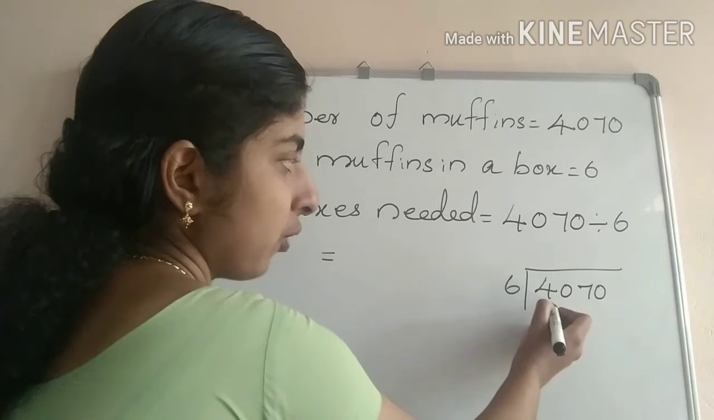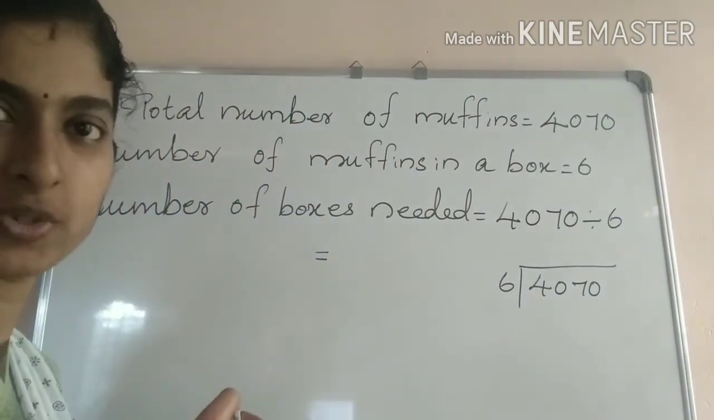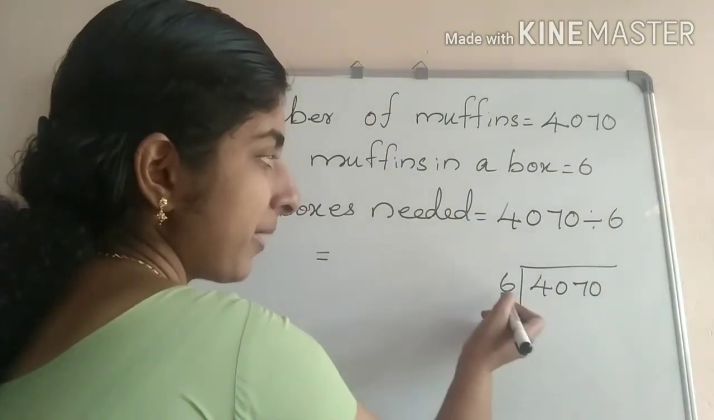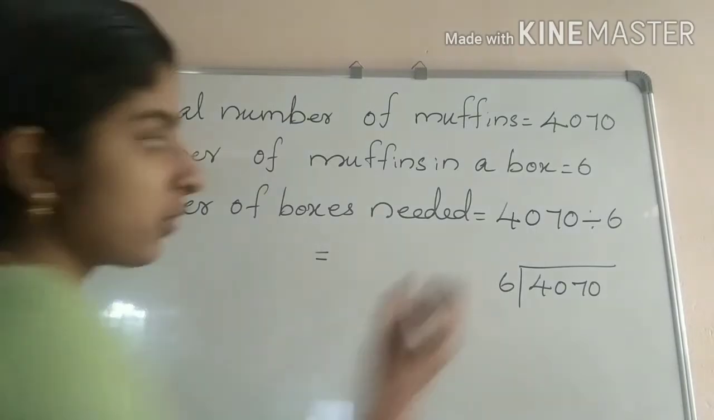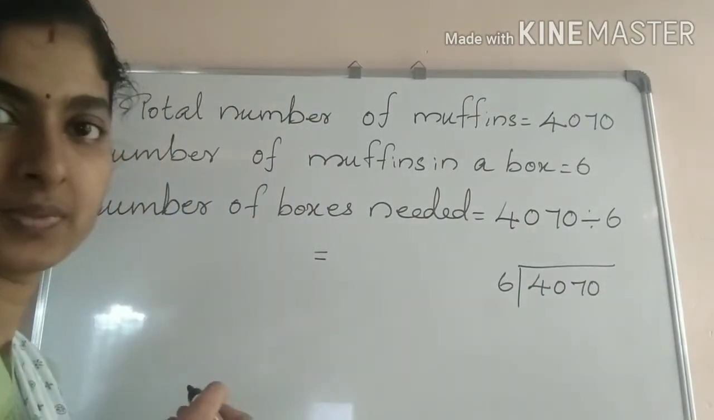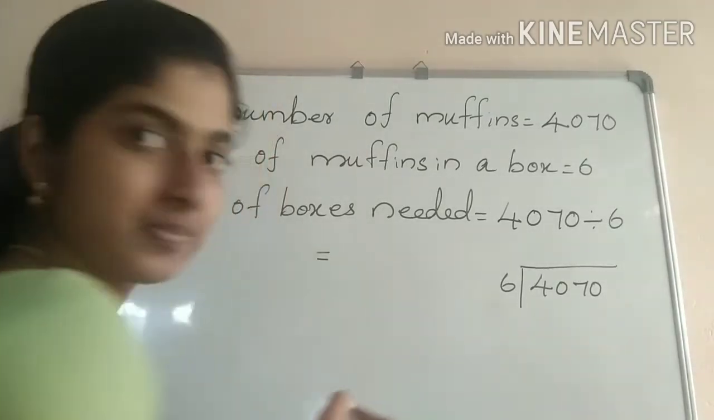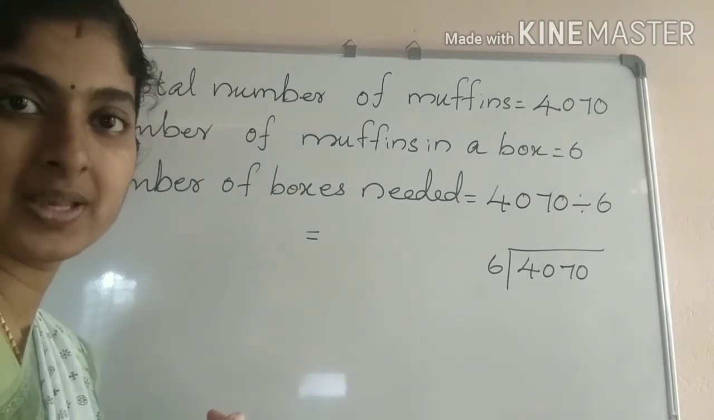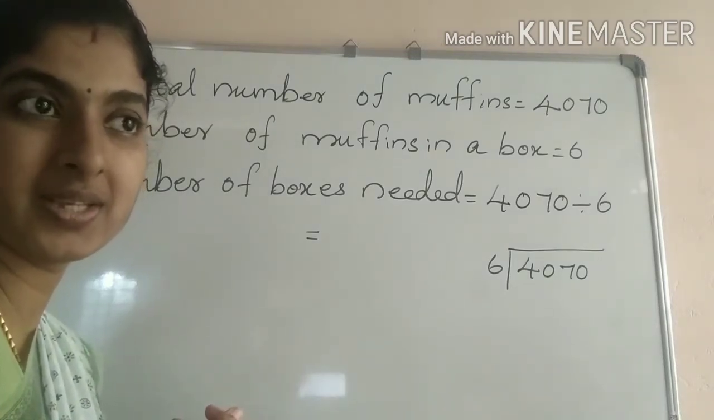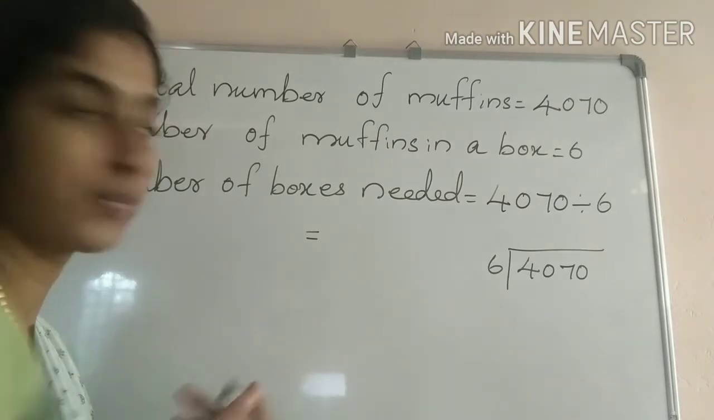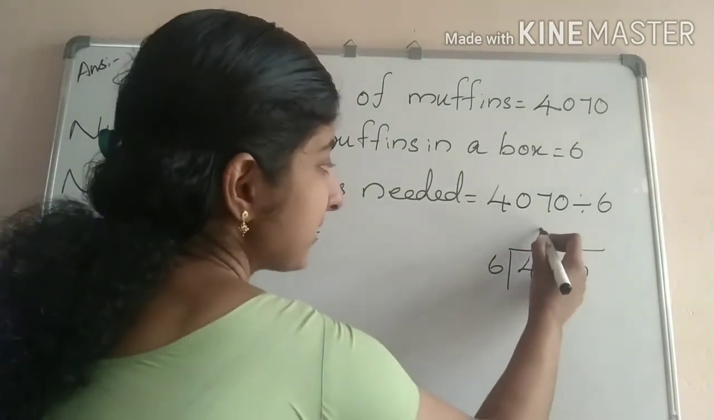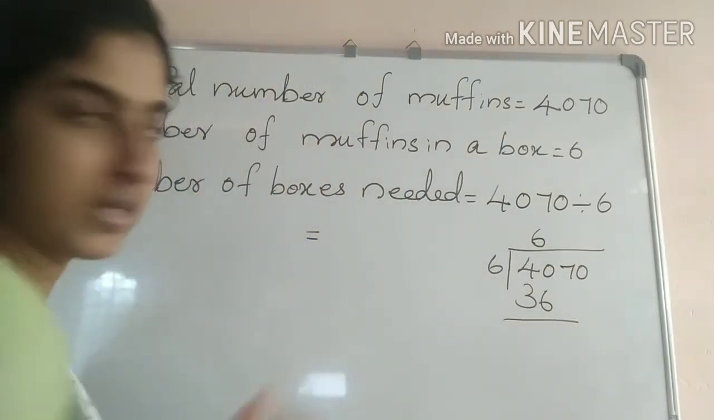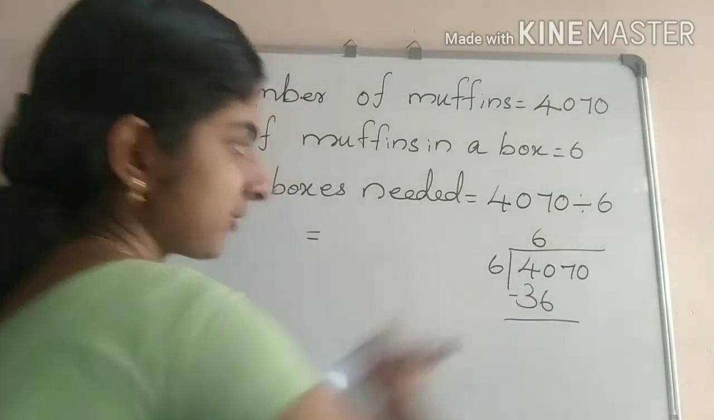Then first 4. 4 divided by 6, is it possible? No, because this 4 is smaller than the divisor 6. So we take these two numbers together, 40. How many times does 6 go into 40? 6 sixes are 36. 7 sixes are 42. So here only 40, we take 6 sixes are 36. Then subtract, 40 minus 36.